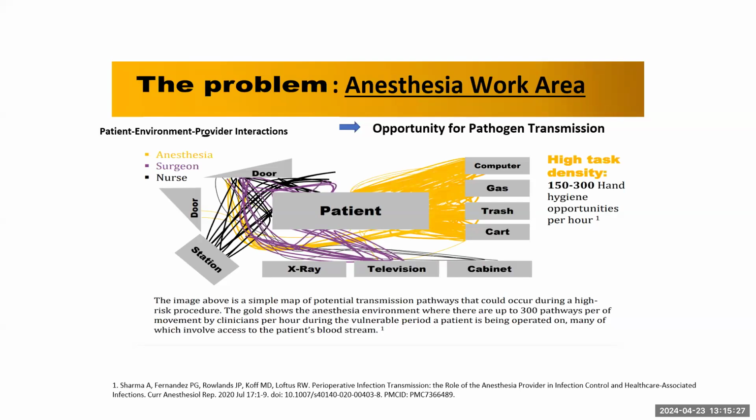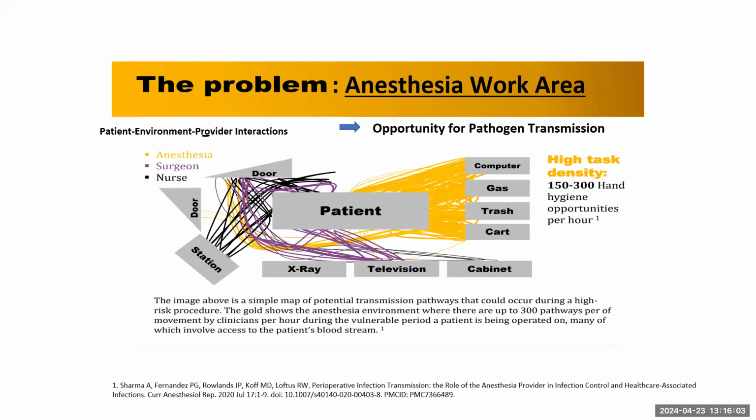And what you can see here visibly is task density. You can see, I hope, that the yellow lines, there are many more of them, and it's much denser than the activity of the surgeons and the nurse in terms of the patient-provider environmental interactions. Now, we know that the anesthesia environment has organisms that are much more resistant to antibiotics, much more likely to be transmitted than the organisms that come into the operating room on patient reservoirs.